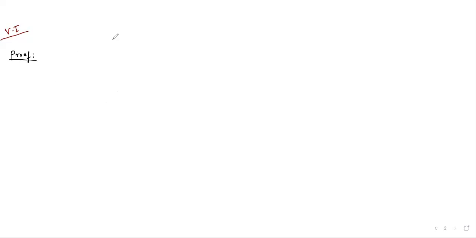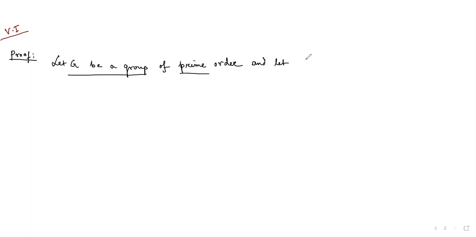Suppose I'm considering a group capital G whose order is prime. So I'm considering a group capital G whose order is a prime number. For instance, let us assume the order to be small p. Small p is the prime number. And obviously this small p will be greater than 1.